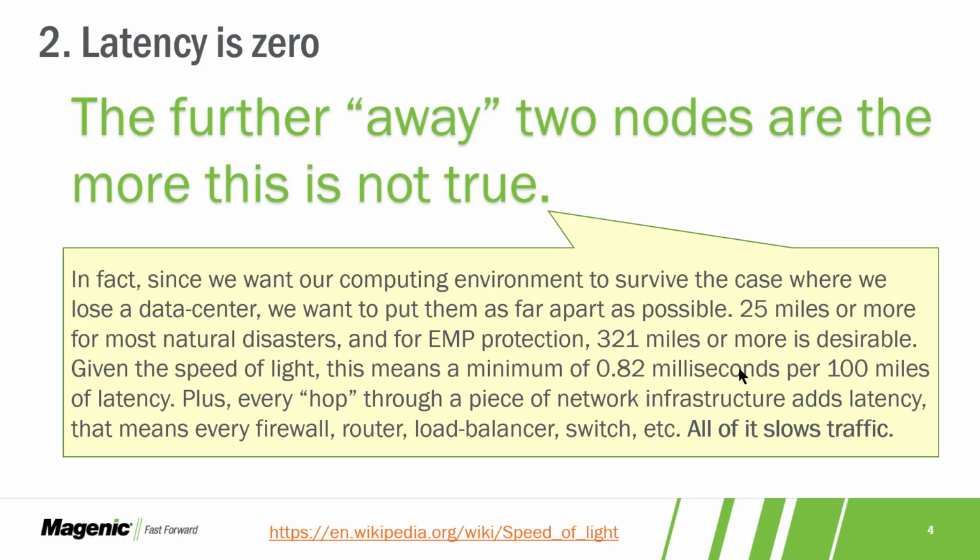Latency is 0. That's another famous one. In fact, all sorts of things cause latency. The biggest one is distance, but the number of hops and the amount of equipment between two points are all going to add latency. If we're thinking about setting up two data centers with DR, which is the classic case, a rubric for a long time was 25 miles. A lot of people have said 50 miles or more to deal with natural disasters.